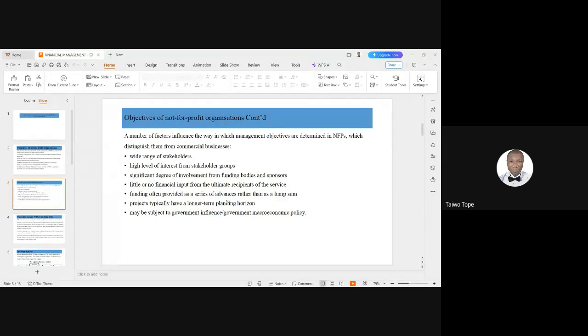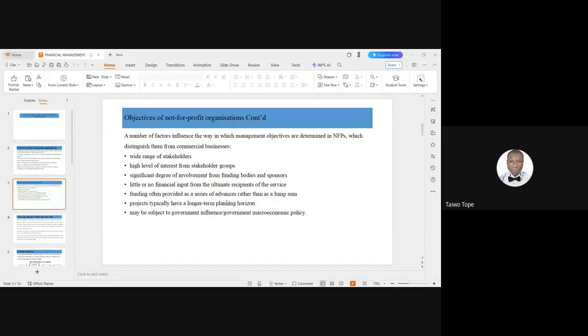And the people giving the money are happy that the money is being used as expected. Funding is often provided as a series of advances rather than as a lump sum. So people give piecemeal, people give in advance, people give as they wish. Yes, so the money keeps coming in different forms depending on the interest of those that want to key into that mission. Projects typically have a longer-term planning horizon. So it is not defined for a specific period of time, but is usually carried out for a long period without a definite end. So most of these not-for-profit organizations exist in perpetuity.